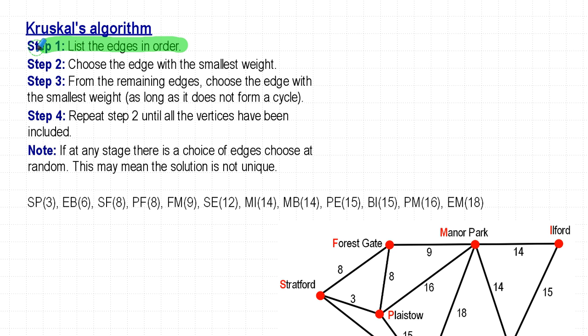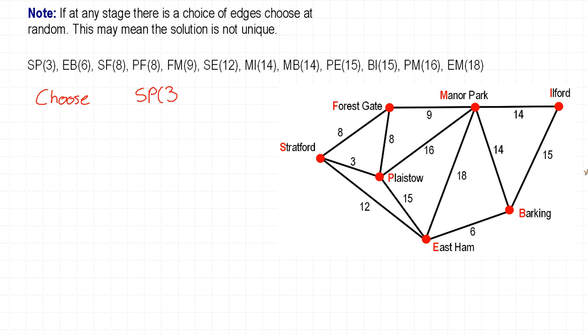But once we have done that, step 2 tells us to choose the edge with minimum weight. So we're going to choose SP of weight 3. And let's just make a note that we've included that in our diagram. It's important to do that so that we can check for cycles. Next, we choose the next edge of minimum weight, so EB. That's of weight 6. Let's indicate that on here. Clearly that's not forming a cycle, so that's absolutely fine.